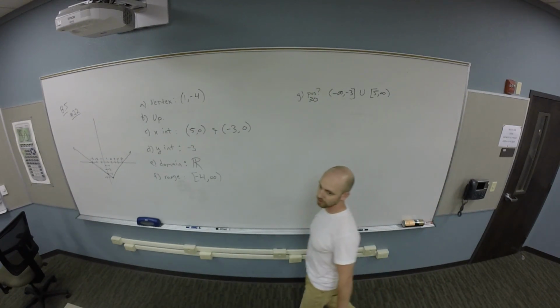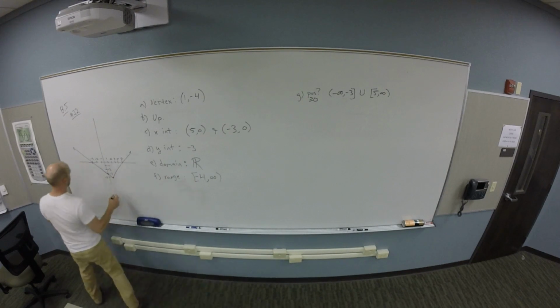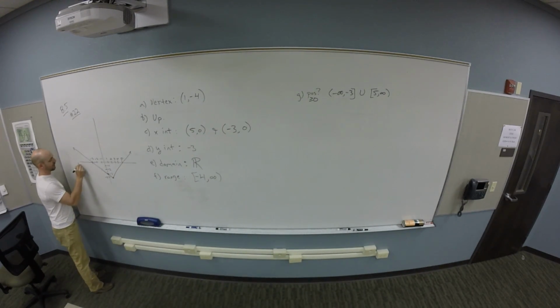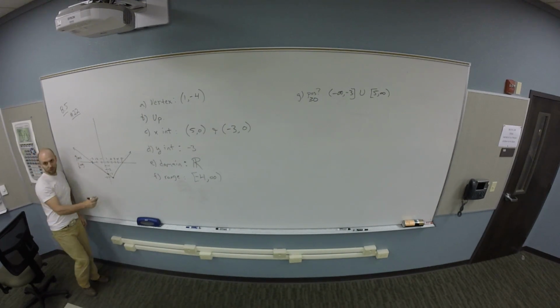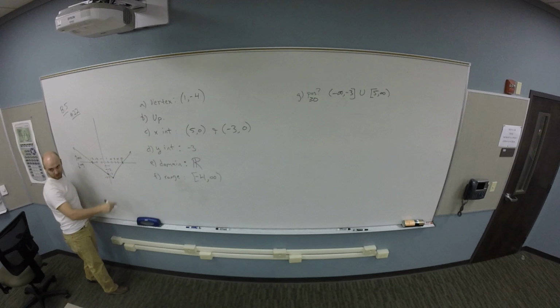Why did I pick those two? So this stuff down here is negative, right? This stuff up there is positive. So I'm wondering, when did my picture cross from being up here to being down there? Well, it crossed here at -3 in the x's. And it crossed again at 5 in the x's.